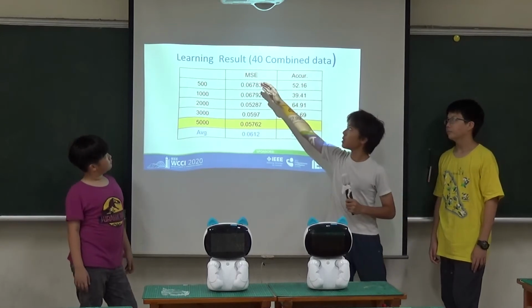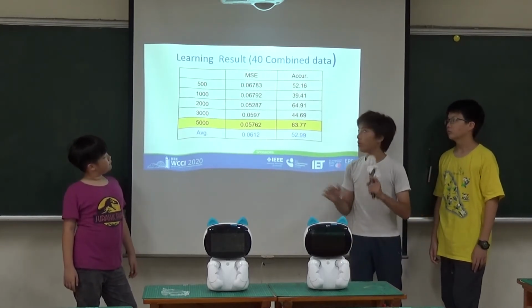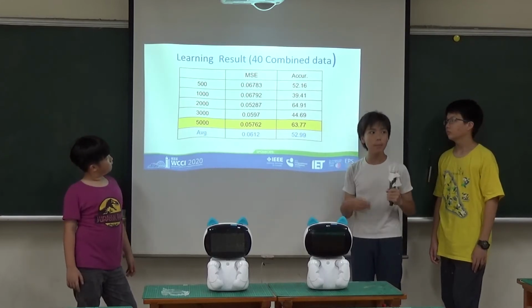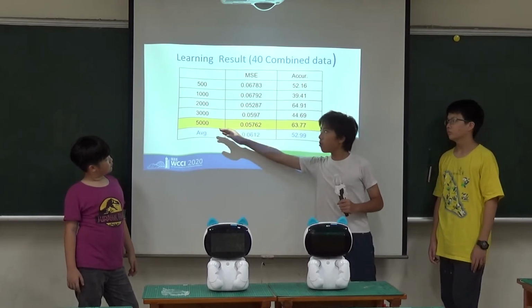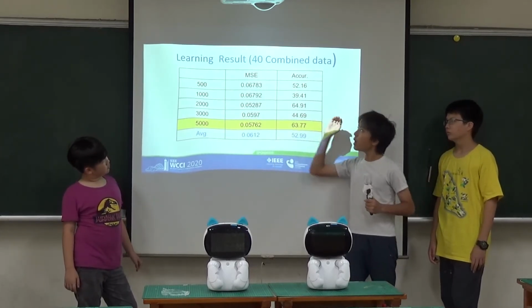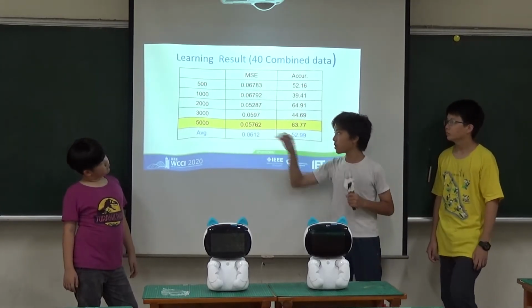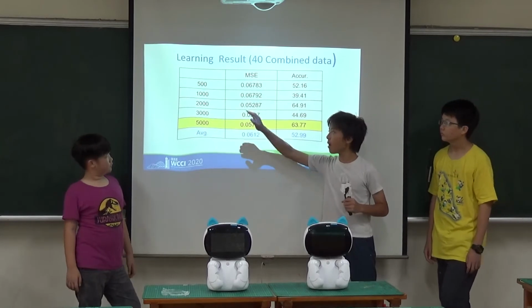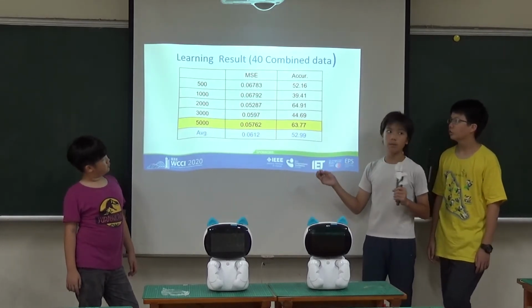Here's our learning results, which consist of 40 combined data that we combined by ourselves together, and we chose them individually. The yellow generation means that this is the best. It has the best accuracy and it has the smallest mean square error in all these generations. Therefore, we use the 5,000 generations for the testing results later on.